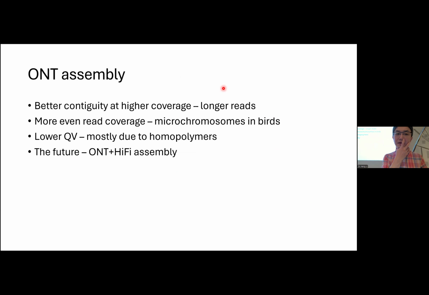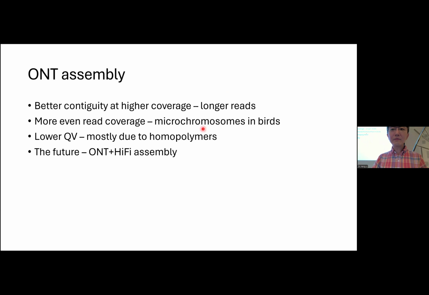And in terms of the ONT assembly, nowadays we can do not only assembly, and so it achieves better contiguity and higher coverage. Mainly we call the longer reads, and it gives even more even coverage. I don't have data to show here, but birds have what are called microchromosomes. The chicken, I think, has 38 chromosomes. I think a third of them are microchromosomes. These are short chromosomes, sort of like human acrocentric arms. I think they are only a couple of megabases in length, but they are highly repetitive.